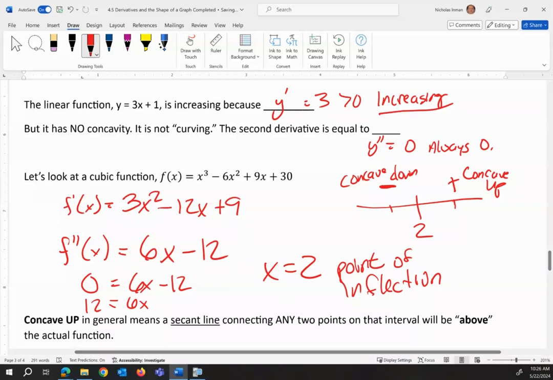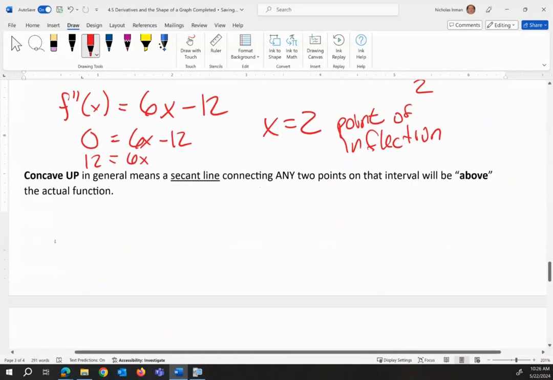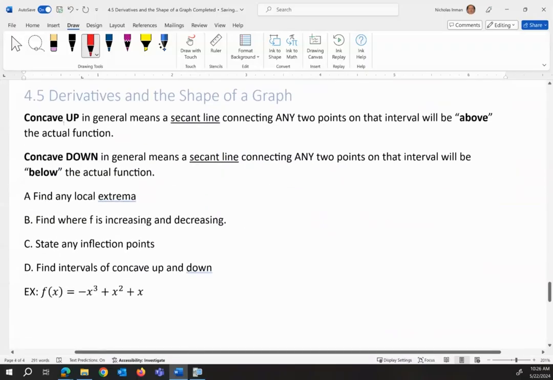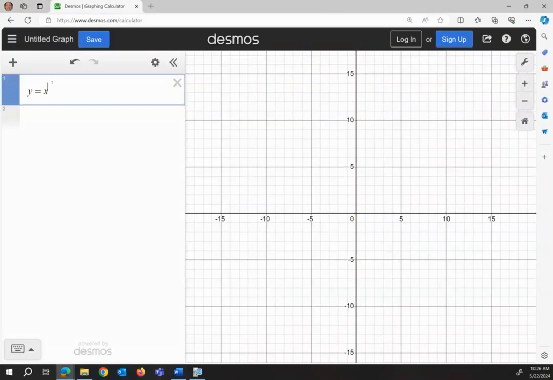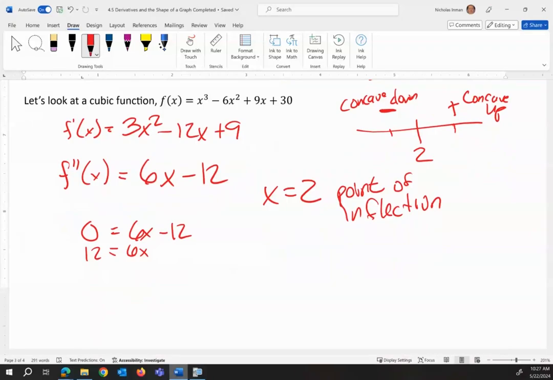All right, so let's take a look at the graph of this and try to put this together. Okay, actually, before I do that, here is kind of how you can think of these things. Concave up, let's graph it first. I'm lying to you. x cubed, 6x squared, 9x plus 30.